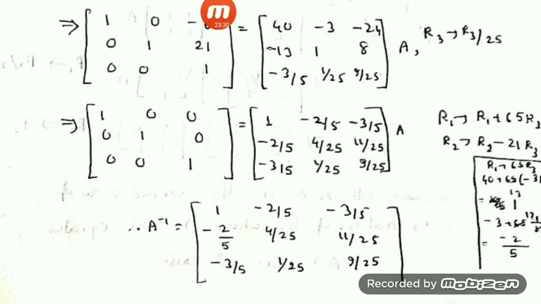You have to make row 1 zero with the help of row 3, and row 2 zero with the help of row 3. So row 1 with the help of row 3, row 2 with the help of row 3. Row 1 has 65.